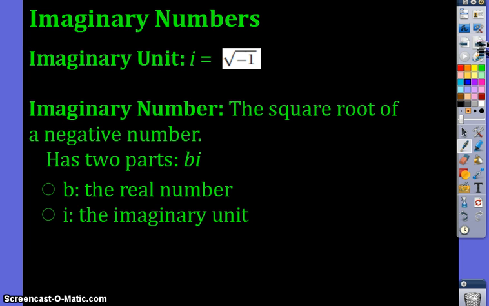Imaginary numbers, this is kind of a little idea here. The imaginary unit is the letter i, and every time you see the letter i, you need to think it's the square root of -1. And then the idea of an imaginary number is just the square root of a negative number. It always has two parts: there's b and then i, and they're being multiplied together. The b is the real number, and the i, of course, is the imaginary unit, which is the square root of -1.